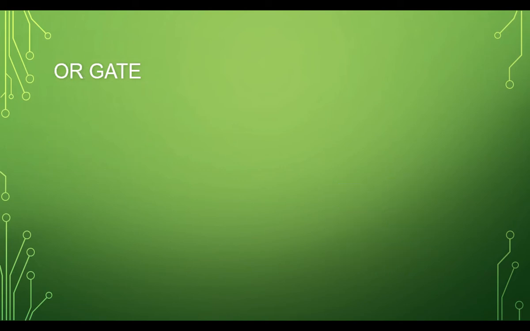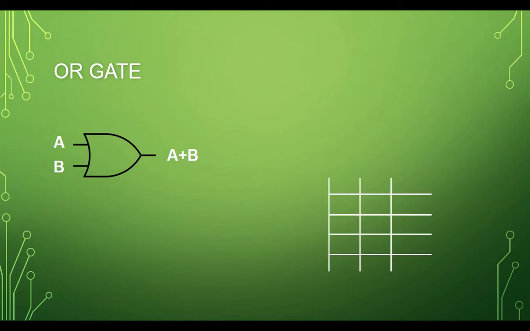The next gate is the OR gate. The OR gate has two inputs, A and B, and only one output. Let's assume that the input for our A is 0 and same with our B. So you will get 0. Let's try a different input for A. Let's say 0, and for B is 1. Then that's the time you will get 1.